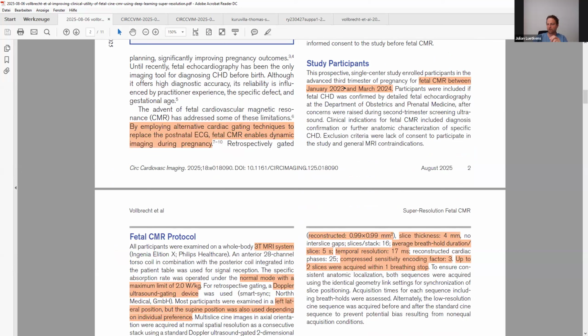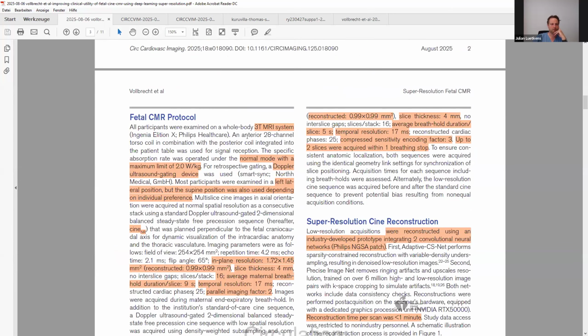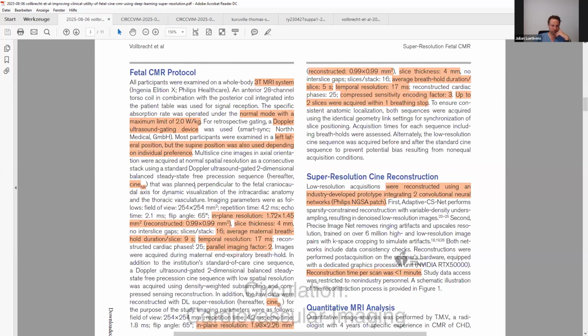We collected data over 1 year for this cohort of 42 patients. And we used a 3 Tesla MRI system to do our fetal CMR scan. We scanned them in normal operating mode, so the maximum SAR is limited to 2 watt per kilogram. We used this already mentioned Doppler ultrasound device, and we scanned our patients in a left lateral position, because this is most comfortable for most women, but we also used supine position, whatever the woman prefers.